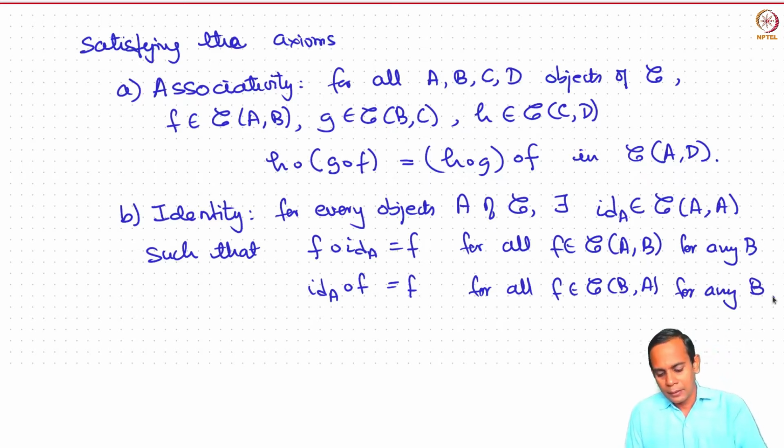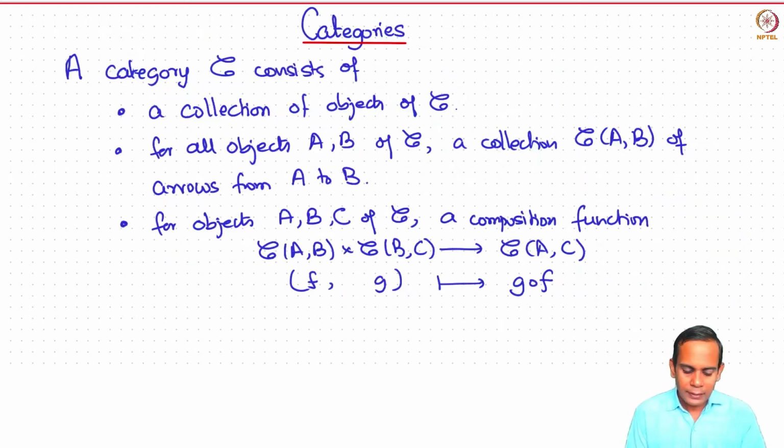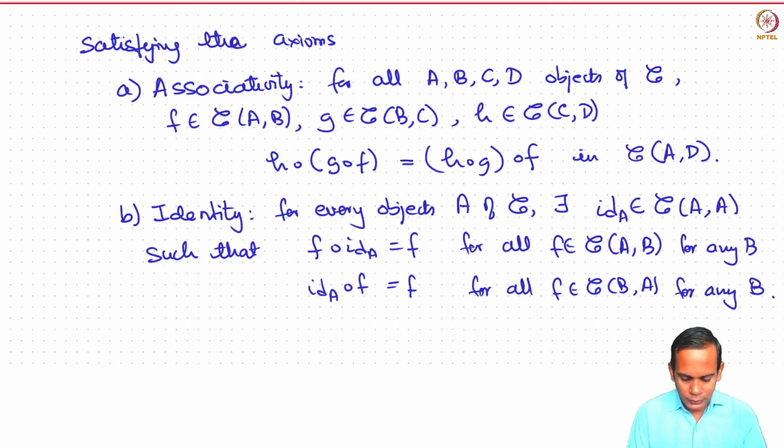So these axioms now complete the definition of the category. So a category consists of objects and morphisms. Morphisms can be composed and they satisfy the associativity and identity conditions. Let's look at some examples.